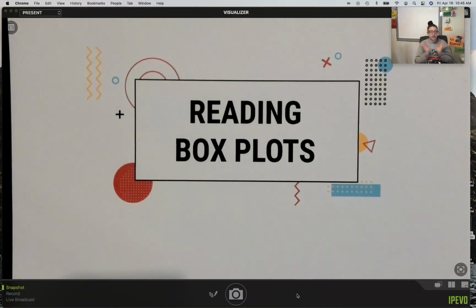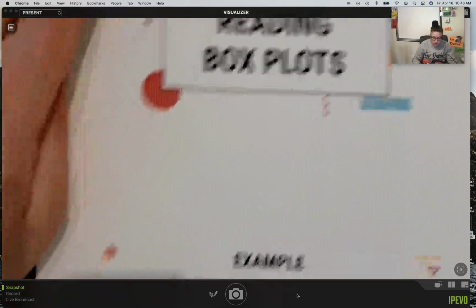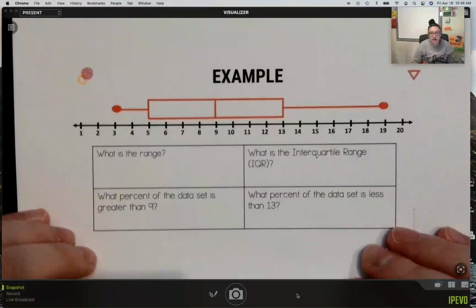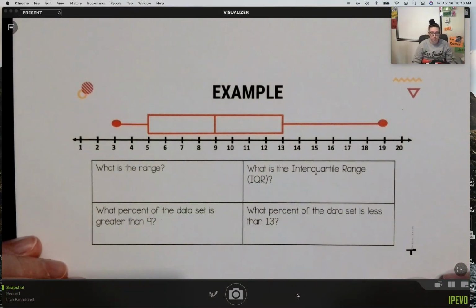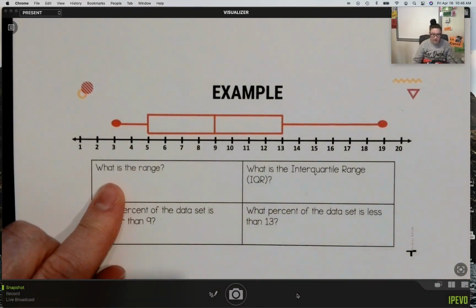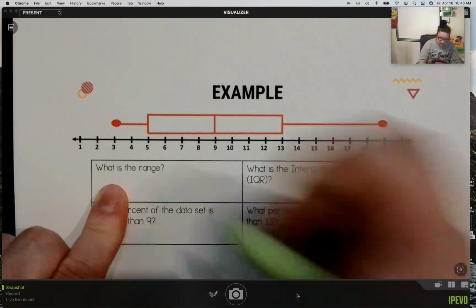All right, so again, we know the vocabulary, we know the different parts, the different pieces of box plots. Now we're going to go through and practice reading them, pulling out those words and reading the box plot, putting that all together. So we have this example that we're going to do together, then you're going to try one on your own. So first it's asking us for the range of our box plot.